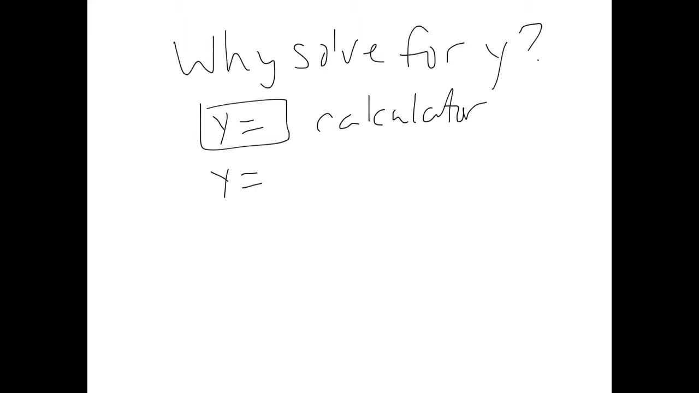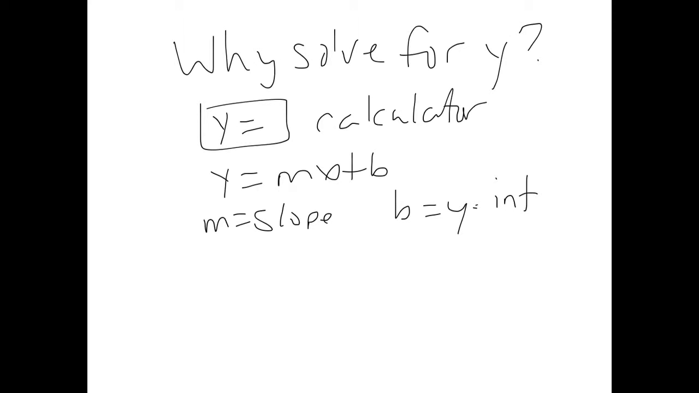Another reason is sometimes we just want it to be in mx plus b form because the question asks us to be in mx plus b form. Once we get it in mx plus b form, we know the slope and we know the y-intercept. And so if they ask us a question about slope or y-intercept, getting it into y equals form gives us that information as well. Some other problems that we use it with is systems of equations.